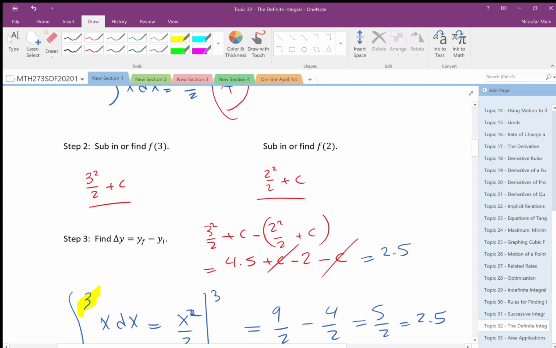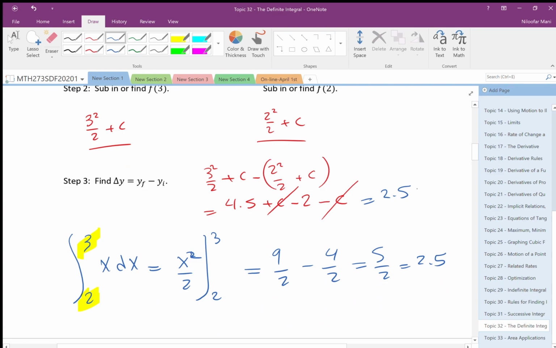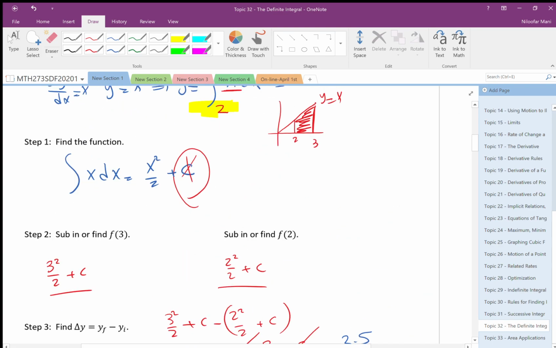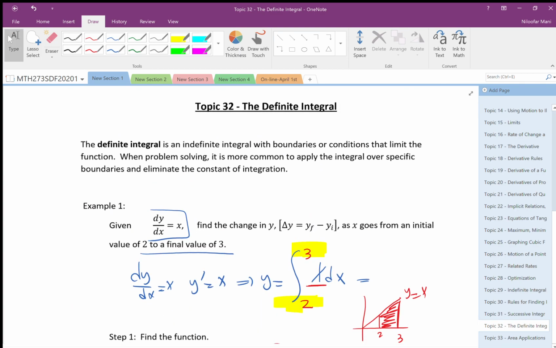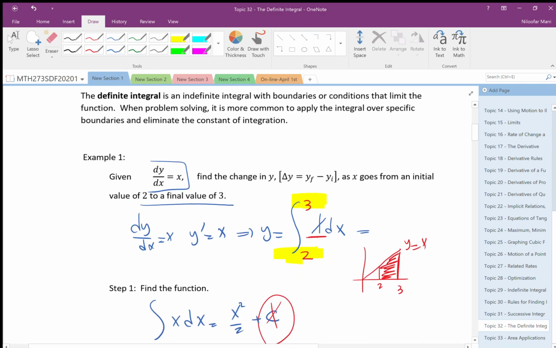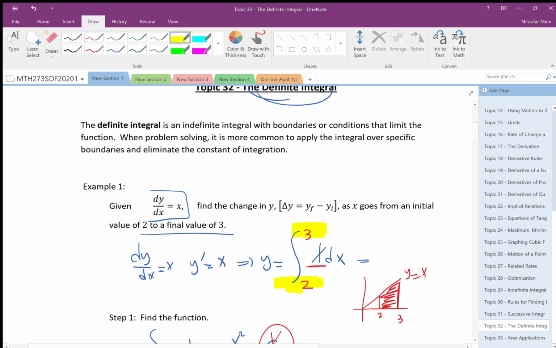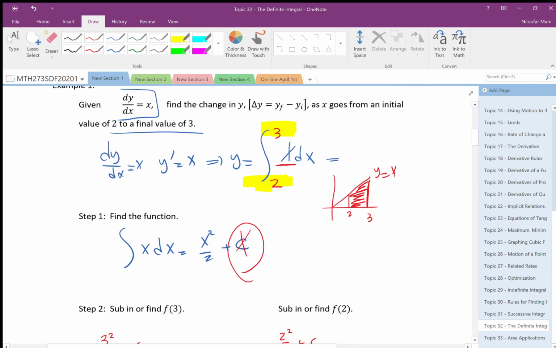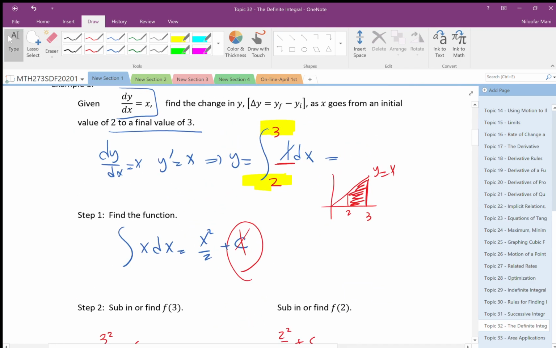So 2.5. 2.5 what? 2.5 unit squared, because I am talking about area. Okay, but here I don't need to mention this because I'm going to mention this in topic 33. Okay, so if I have the finite integral, it means I have boundaries. The finite integral, I have boundaries, I have conditions, I have limit. First, I forget my boundaries. Find the integral, the antiderivative. I don't need to include c.